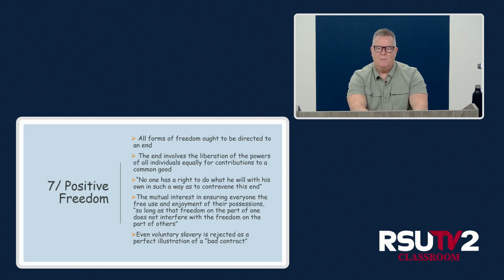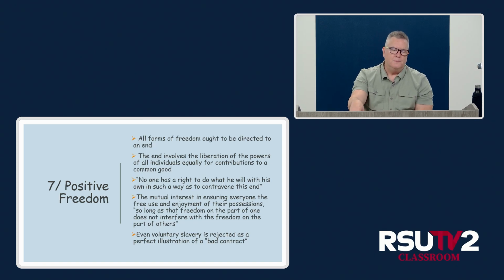So what does T.H. Green mean by this idea of positive freedom? All forms of freedom ought to be directed to an end. What does he mean by that? The end involves the liberation of the powers of all individuals equally for contributions to a common good. No one has a right to do what he will with his own in such a way as to contravene this end. The mutual interest in ensuring everyone has the free use and enjoyment of their possessions, so long as that freedom on the part of one does not interfere with the freedom on the part of others.